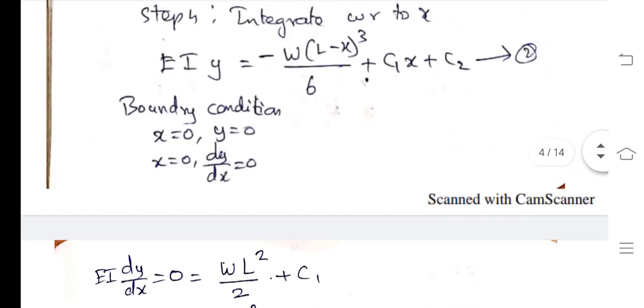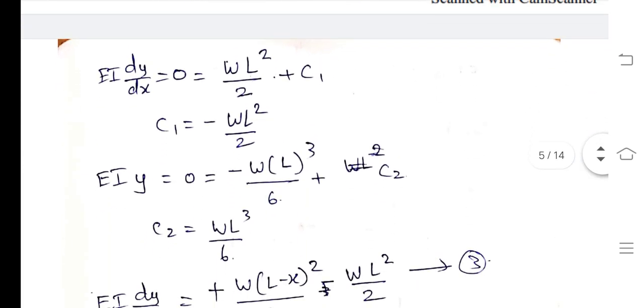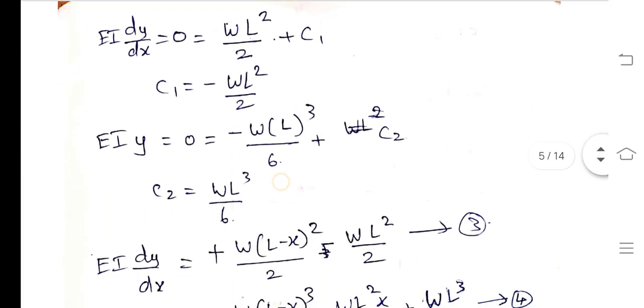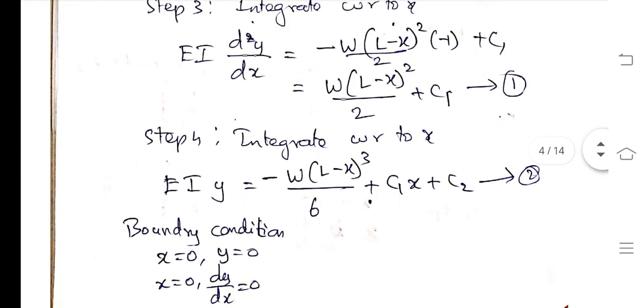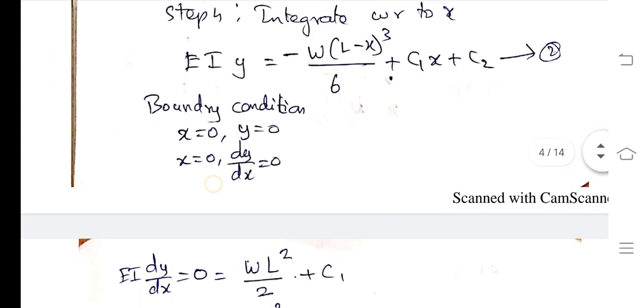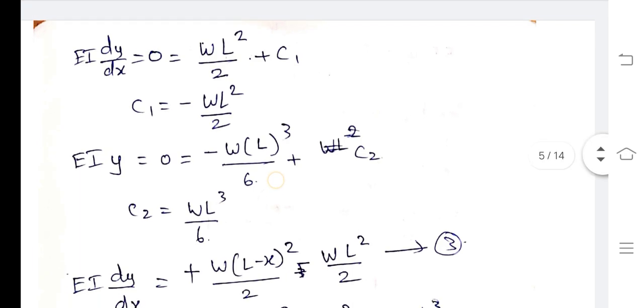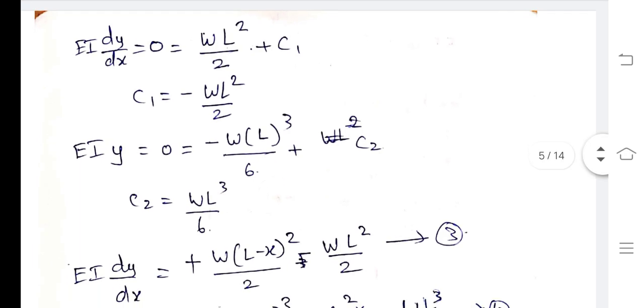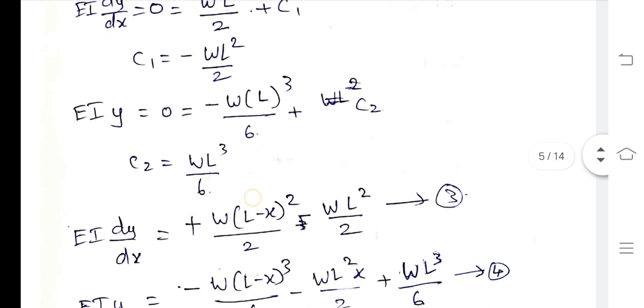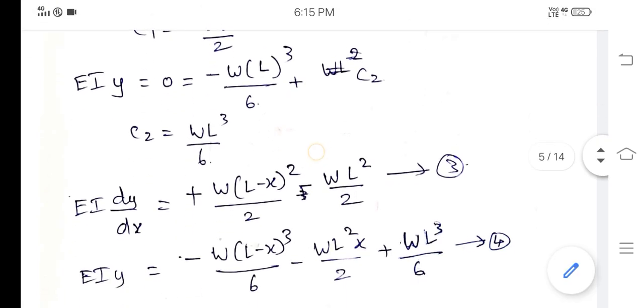Then substituting in the second equation, that is x is equal to 0, y equal to 0. In the second equation, x is equal to 0 and y equal to 0. Substituting that, you will get 0 equal to minus wL cube by 6 plus c2. So c2 is equal to wL cube by 6. You can substitute the c1 value here.